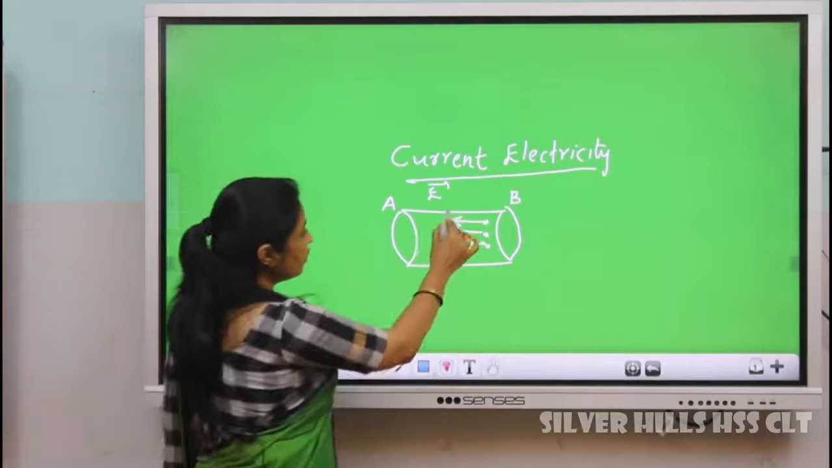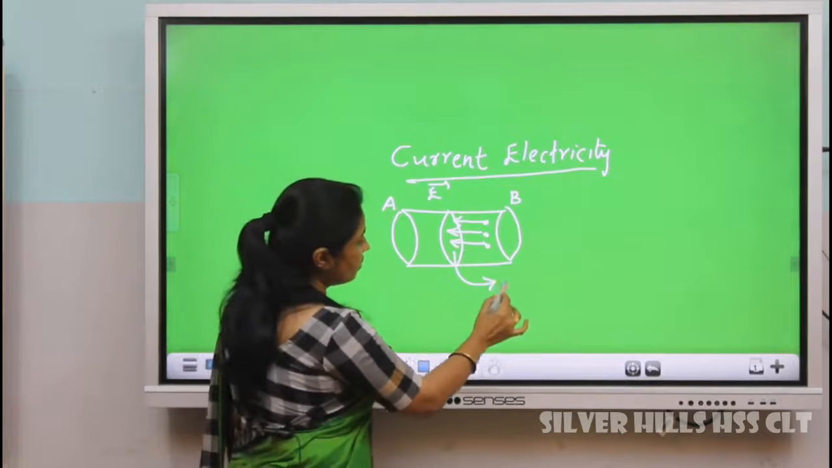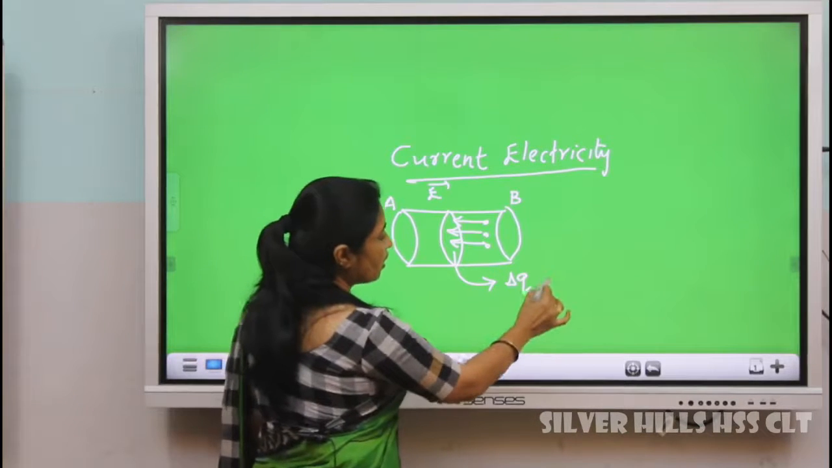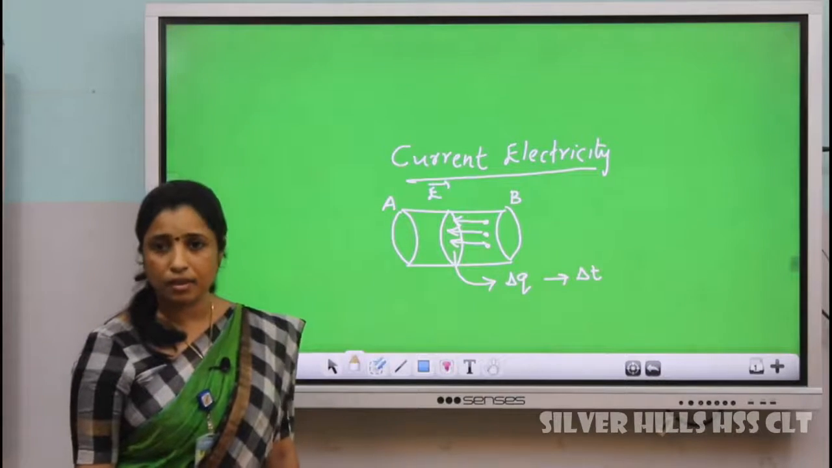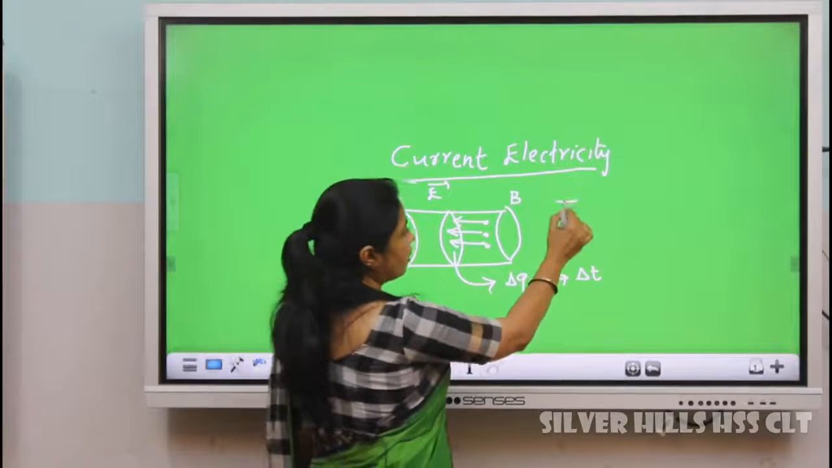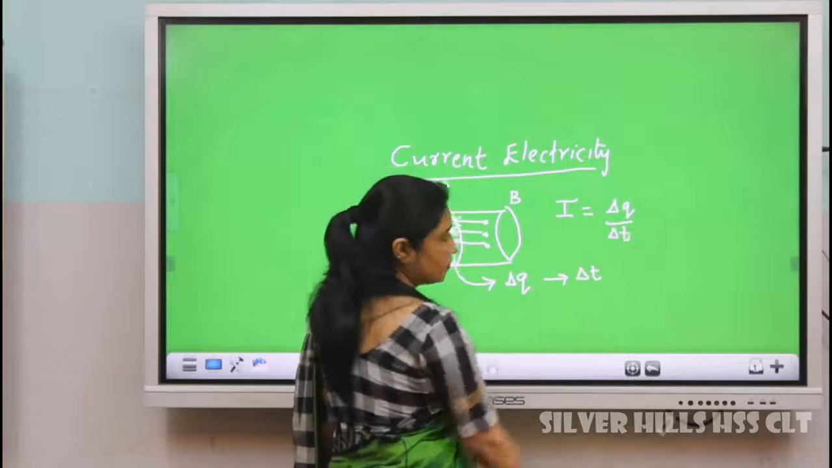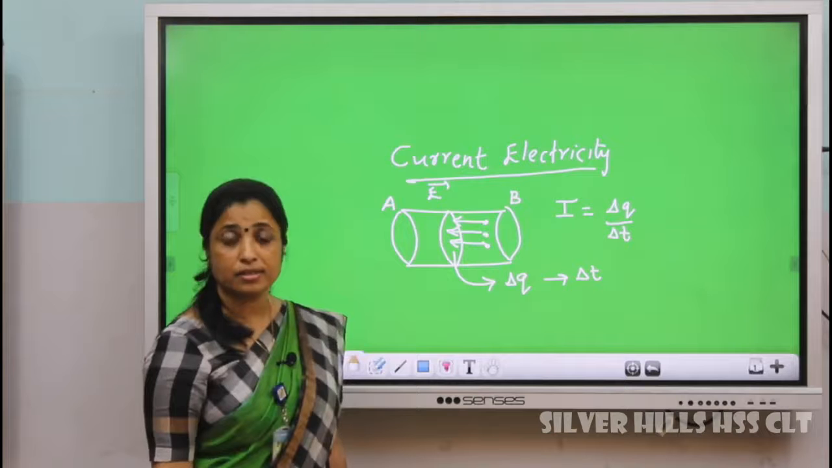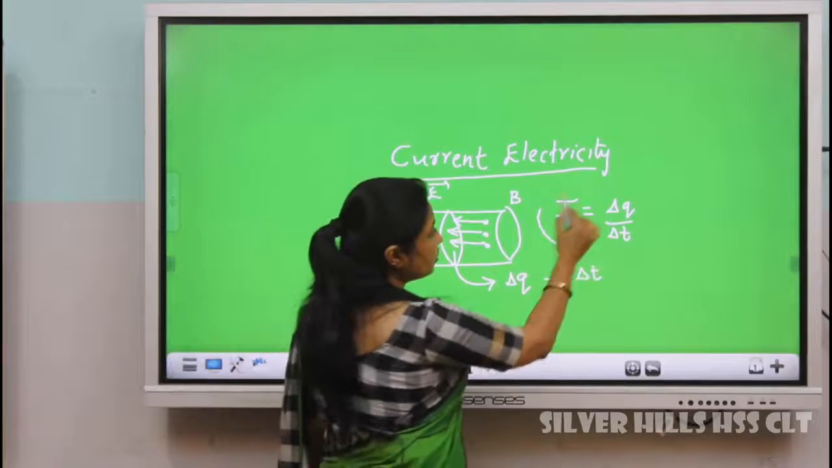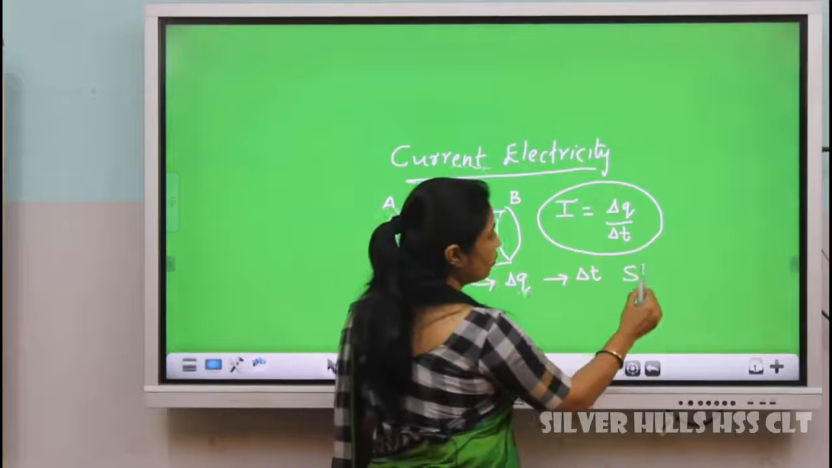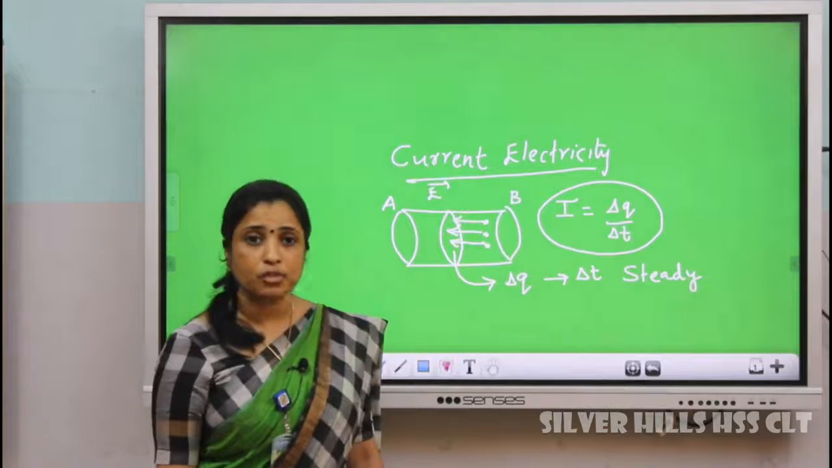Now let's consider a uniform cross-sectional area here. Let's say that the net charge passing through this area is delta Q for a time delta T. Then the physical quantity electric current, denoted by the letter capital I, is equal to delta Q by delta T. Or electric current can be defined as the rate of flow of charge. Here you know this holds good only for a steady flow of current. That is, if the flow of charges is not varying with respect to time.